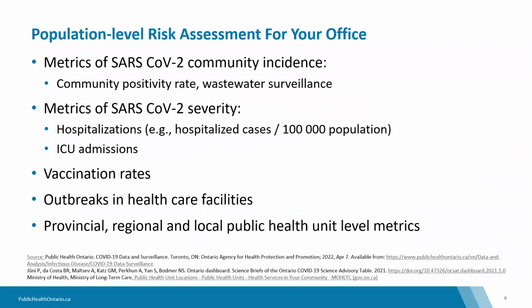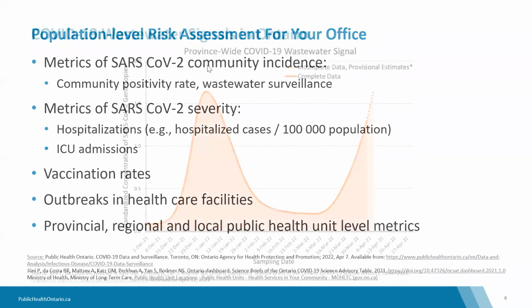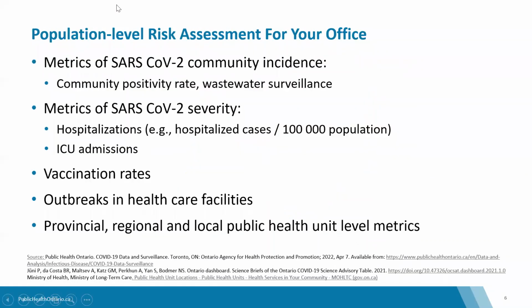So let's look at what's meant by a population risk assessment. So what does it mean? How do you translate what's happening in the community into what the risk is in your office or in your setting? As community incidence goes up, we can expect more likely encounters with patients who are incubating COVID, or pre-symptomatic, or asymptomatic, or even floridly symptomatic with COVID.